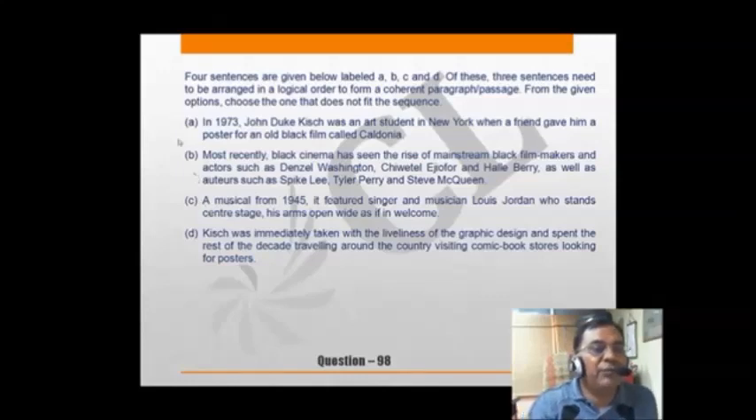I think the first three are definitely connected. They are talking about the same block. So D for Delhi is the answer.